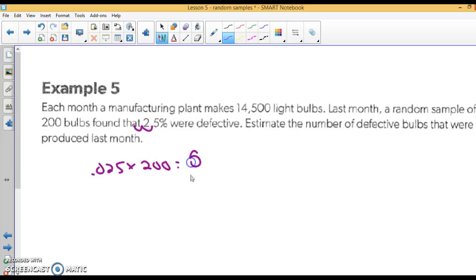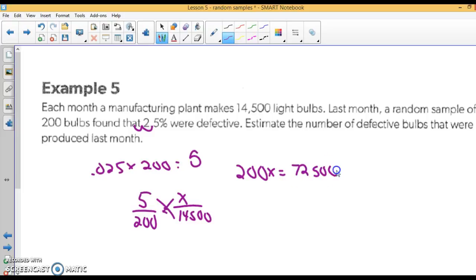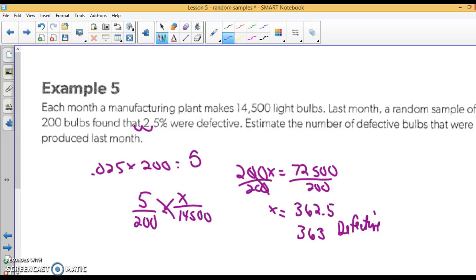And you get 5. So 5 were defective out of 200. We want to know how many are going to be defective, X out of 14,500. Cross multiply. I'm going to have 200X equals 5 times 14,500. Divided by 200. And I'm going to get 362.5. So, probably 363 defective. Now, there's another way to do this.